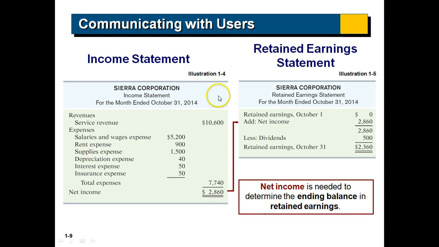So let's look at where we're at right now. We've already talked about the income statement, and the bottom line of the income statement is arriving at this net income. Net income will flow into retained earnings.